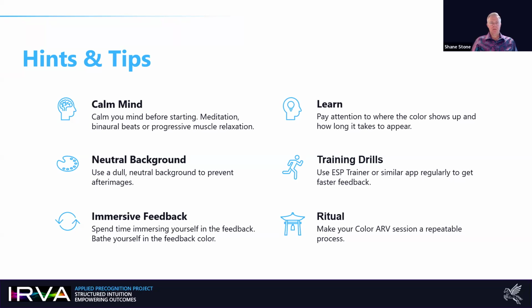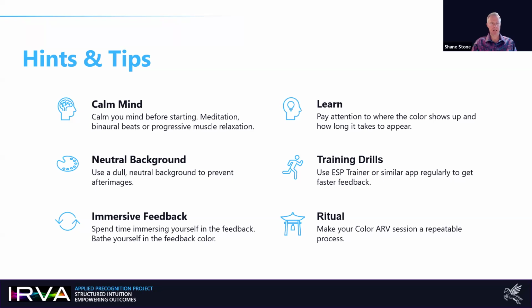So, amongst other hints and tips, we have a calm mind. There's different flavors of this. It can be meditation, binaural beats, progressive muscle relaxation, whatever it is, so that your mind isn't racing and flicking all sorts of images through your head while you're trying to do this. The other one is neutral background. A dull neutral background prevents after images. For example, if you close your eyes now after looking at the screen, you can probably see some after images. We don't want that because that can interfere with perceiving the color. The third one is immersive feedback.